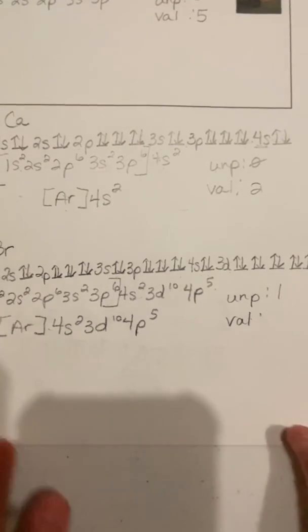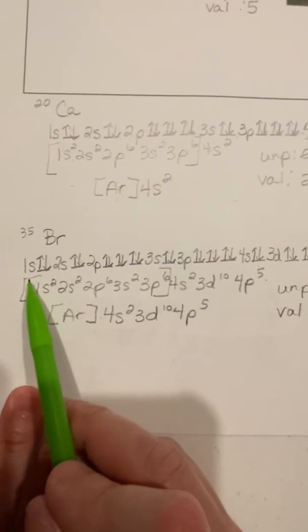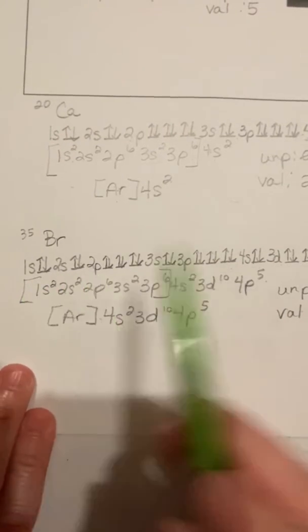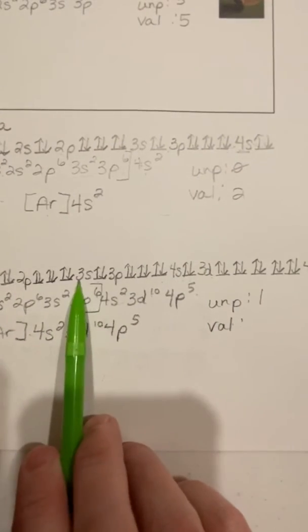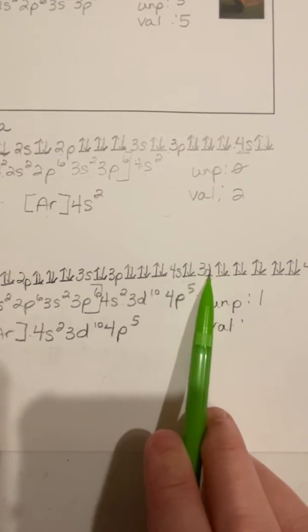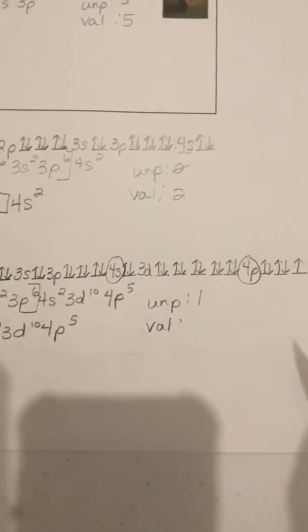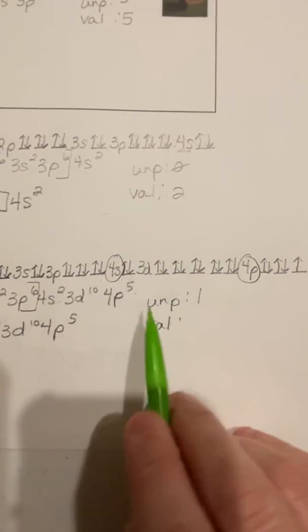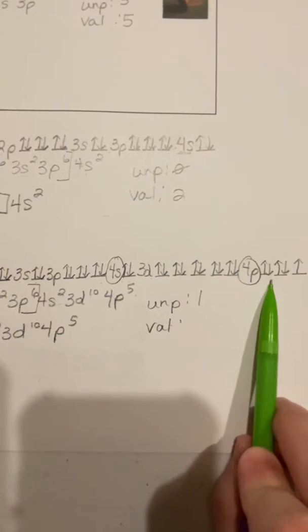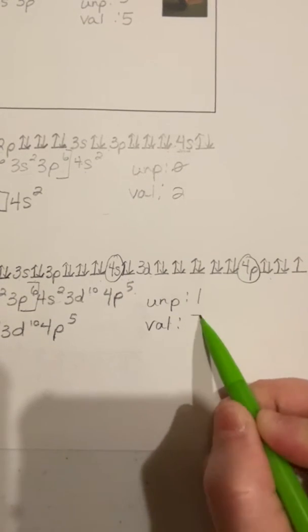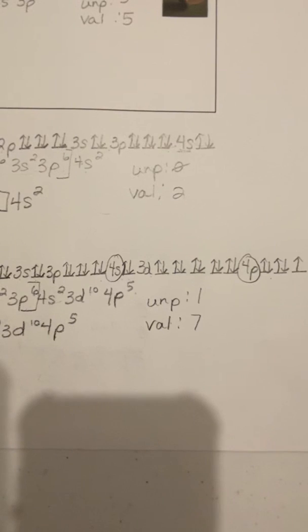Now, valence. This is where valence can kind of be tricky. I've got electrons way over here in level 1. I've got them in level 2. I've got them in level 3 right here, here, and here. But then again, my highest level is level 4, and there's some in a 4s, and there's some in a 4p orbital. So I've got to add those 2 with these 5 to get 7 valence for bromine.